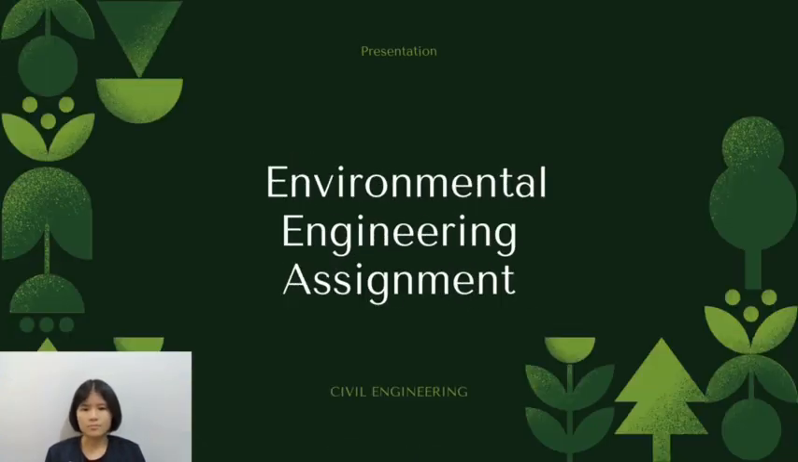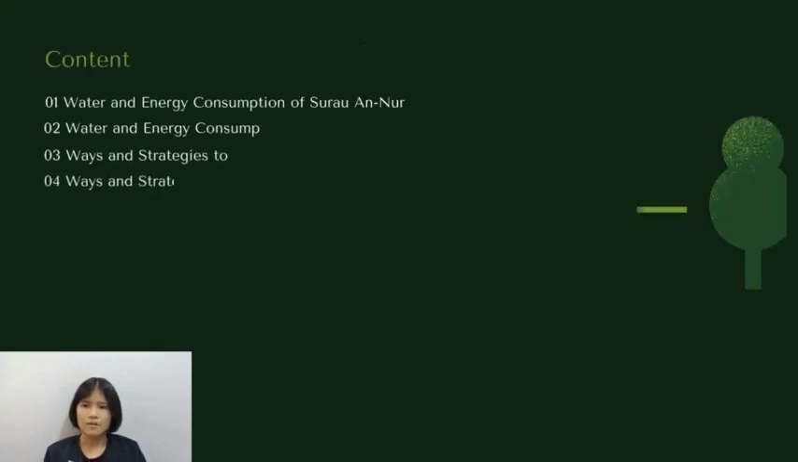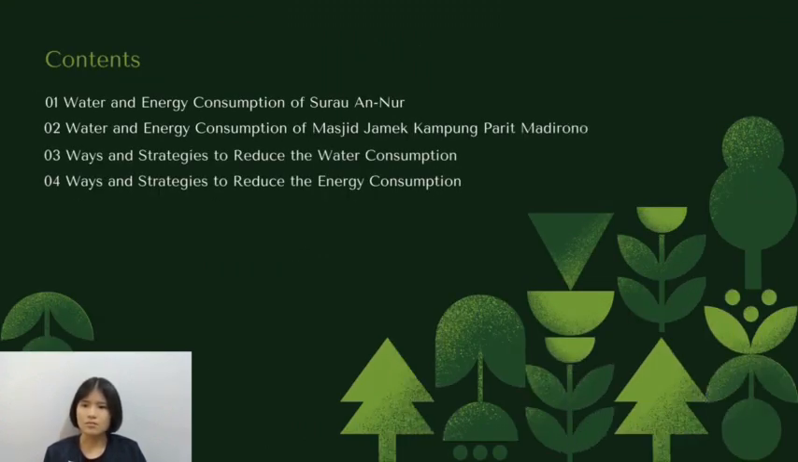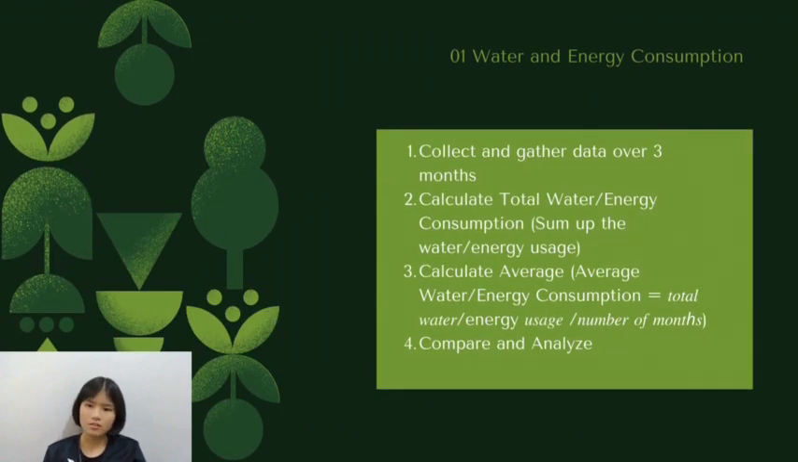Now I will explain briefly about the environmental engineering assignment. The purpose of this assignment is to calculate the water and also energy consumption of 2 places, which are Surau Ano and also Masjid Jami Kampung Parit Madirono, and discuss the ways and strategies to reduce the water and energy consumption. To calculate the water and energy consumption per person per month, first we need to collect and gather data over 3 months from water and energy bills.